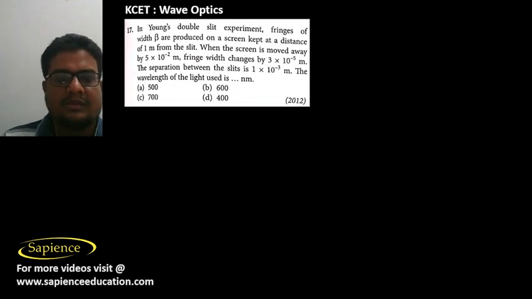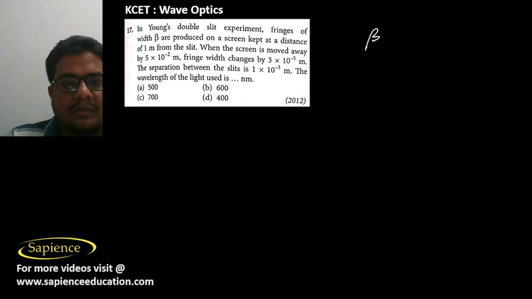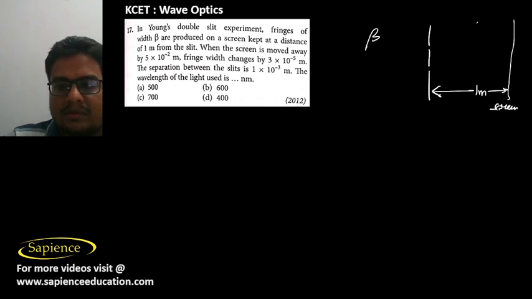Then in question number 17, it is told, in Young's double slit experiment, fringes of width beta are produced on the screen, kept at a distance of 1 meter from the slit. So from the slit, the screen is placed at a distance of 1 meter. So D is equal to 1 meter here.